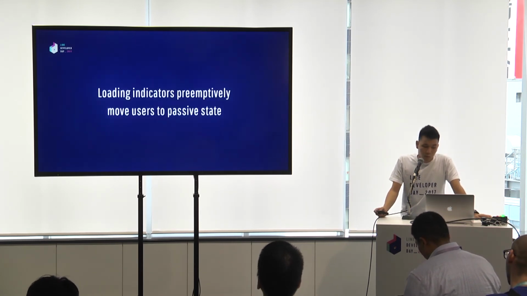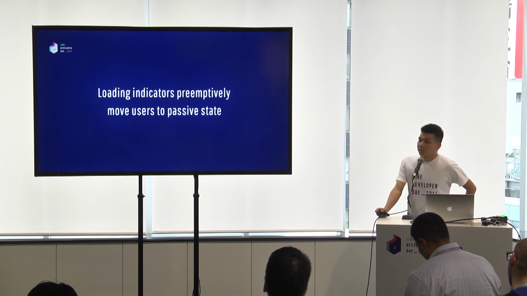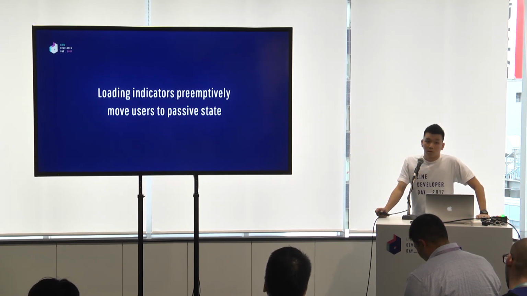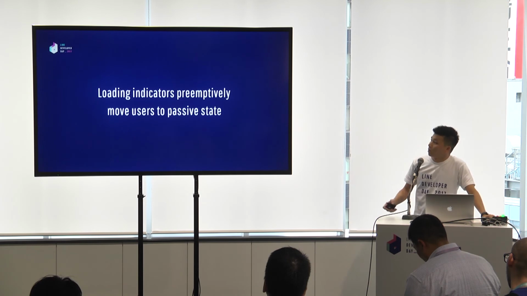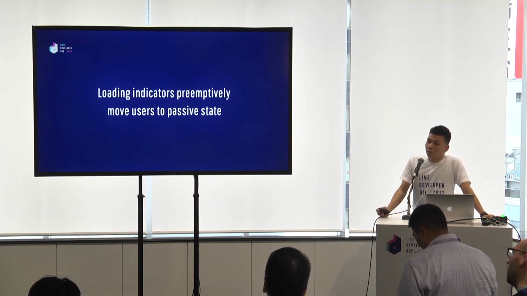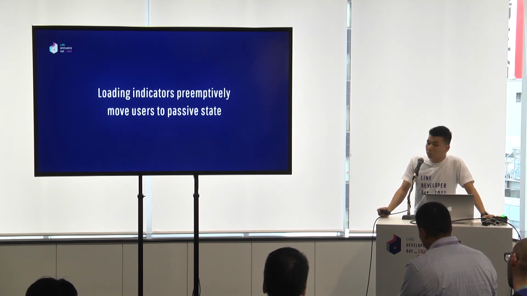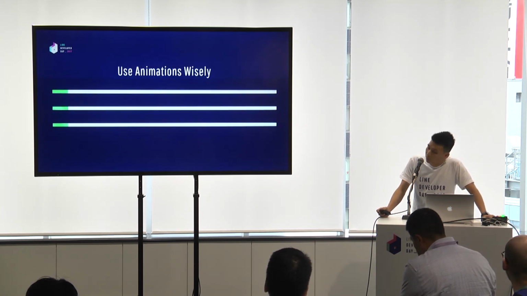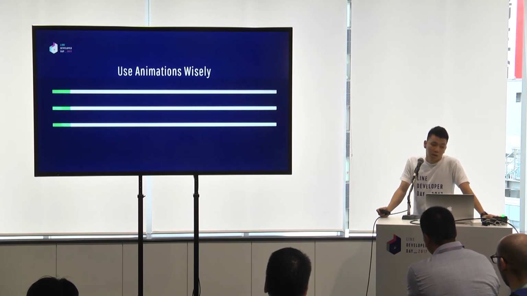And another one is we want to use loading indicators wisely. When you see a loading indicator, it feels like you are going to wait for a while and you are not going to do anything. So when users see a loading indicator, that means they have to wait, and they don't know how long, so it feels bad. But if we use animation wisely, for example with a progress bar, we can use different kinds of animation to make the waiting feel better.